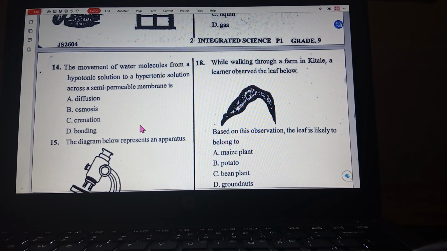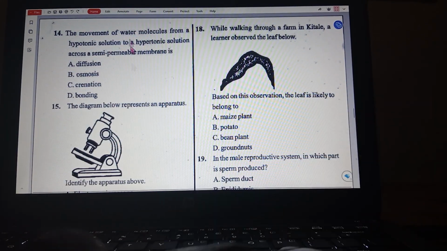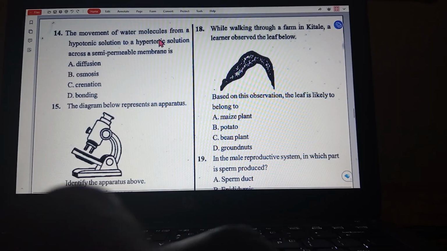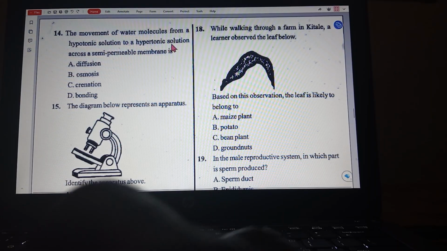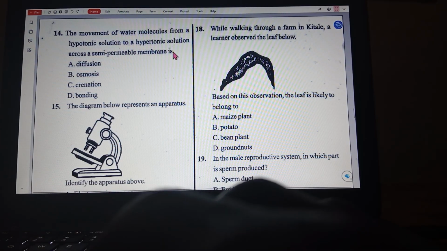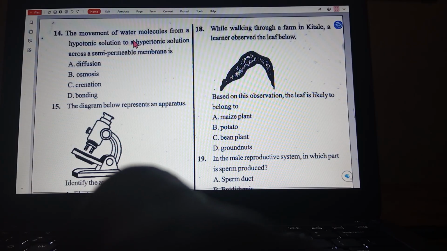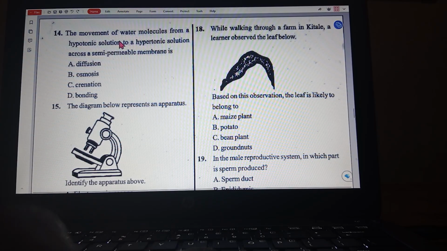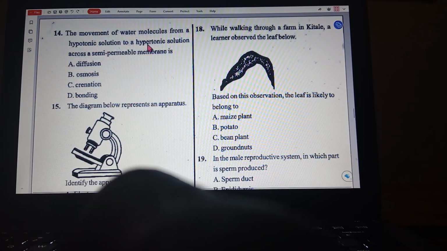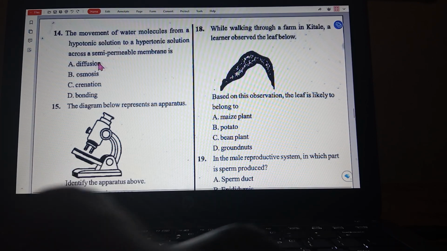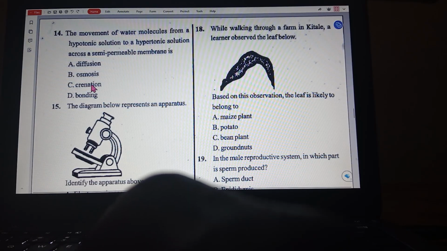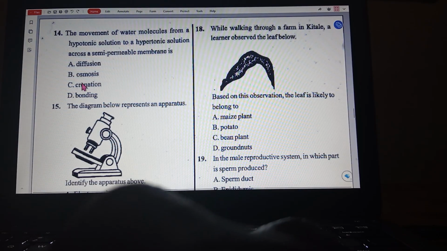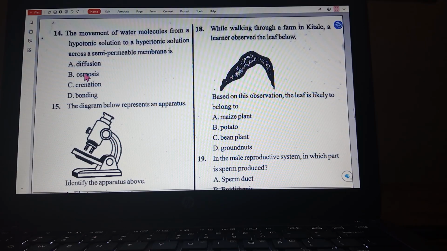Question 14. The movement of water molecules from hypotonic solution to hypertonic solution across a semi-permeable membrane is? Very nice question. Is it diffusion? No. Crenation? No. Bonding? No. The answer is osmosis.